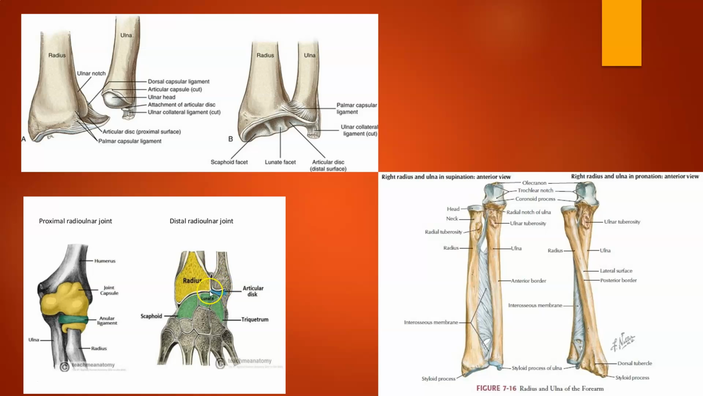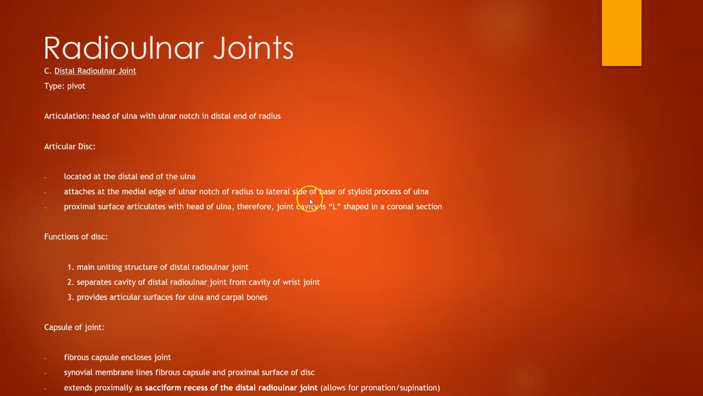The upper part of the L is where the head of the ulna articulates in the ulnar notch of the radius, again a synovial joint. We also have the lower part of the L where, again, the head of the radius articulates with the articular disc directly. So therefore we have this L shape. The disc helps unite the structures of the distal radioulnar joint a little bit stronger.